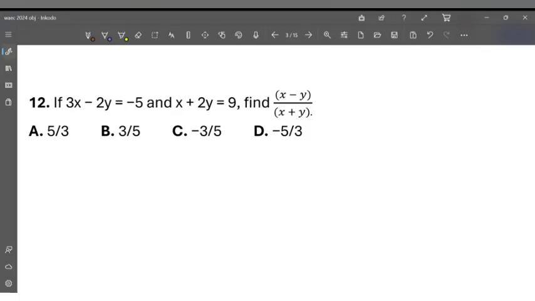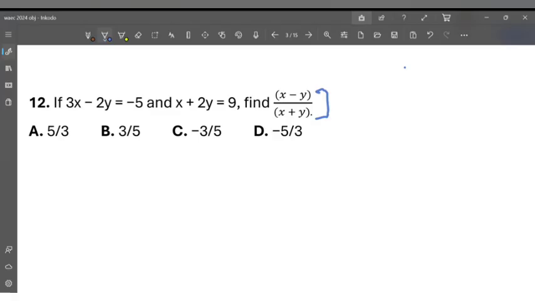Question number 12. It says if 3x minus 2y is equal to minus 5 and x plus 2y is equal to 9, then find x minus y over x plus y. Now, for me to be able to find x minus y over x plus y, I first need to know what x and y are, right? So I just need to solve now, all right? Solve this equation. So I have two equations that are to be solved simultaneously, all right?